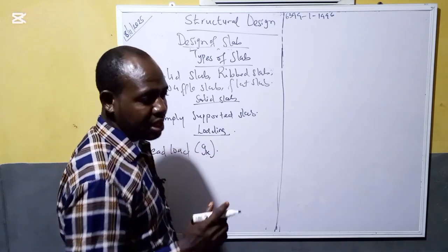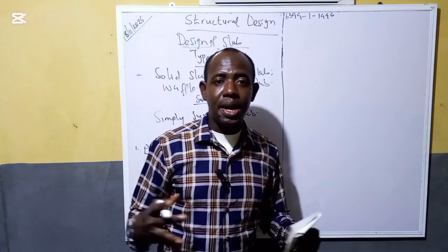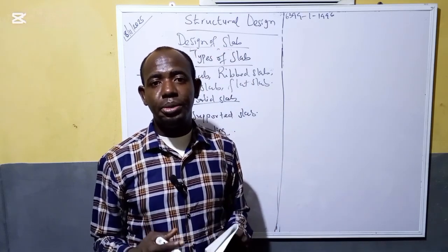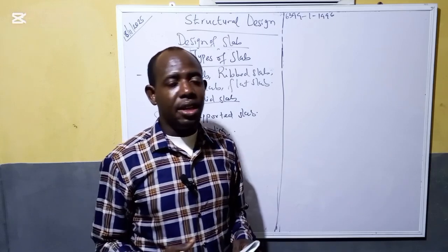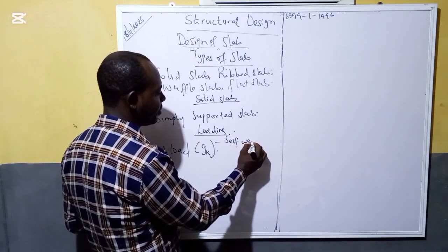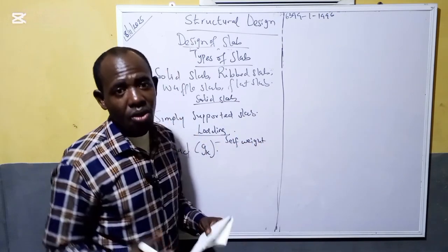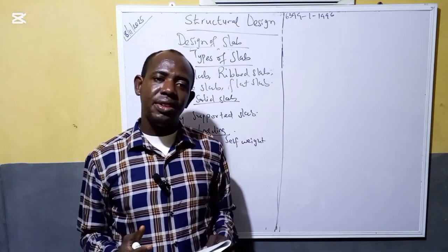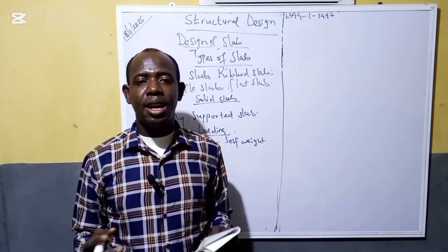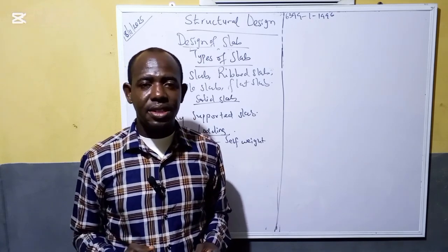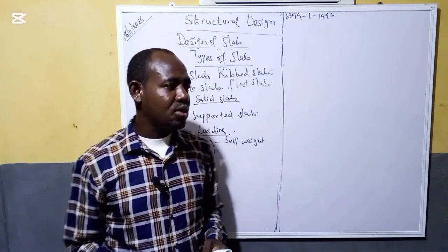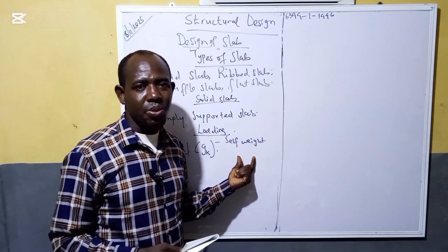Dead loads are the loads that are parts of the building, inseparable from it. Number one is the self-weight of the slab. If you design a slab that cannot even support its self-weight, that slab will fail, meaning it will collapse. So a slab must be able to support its self-weight.